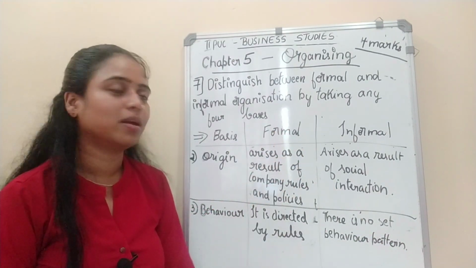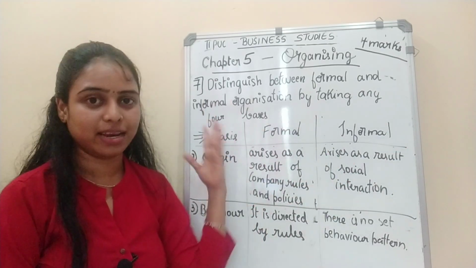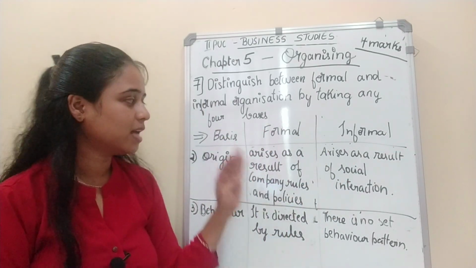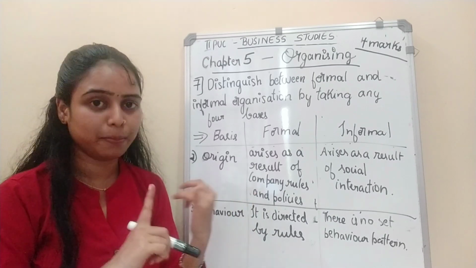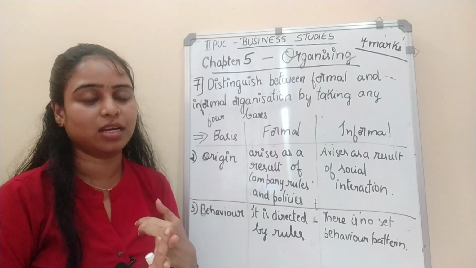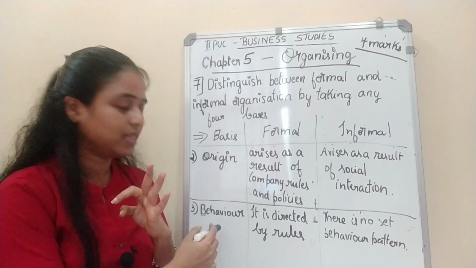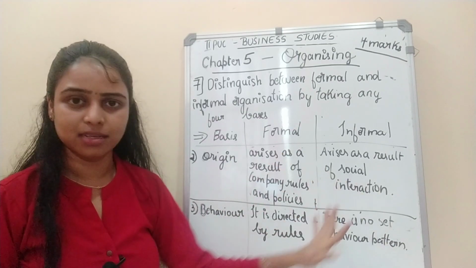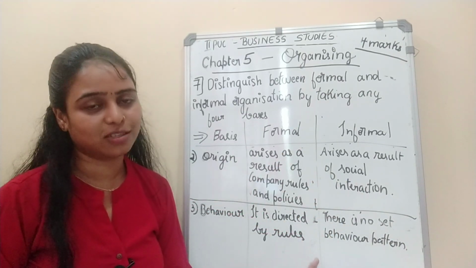So that was all about distinguishing between formal and informal organization by taking any 4 bases. Which 4 bases have we taken? We took meaning, then origin, then authority, and then behavior. You can write it in the same way I have written. So this is for 4 marks.